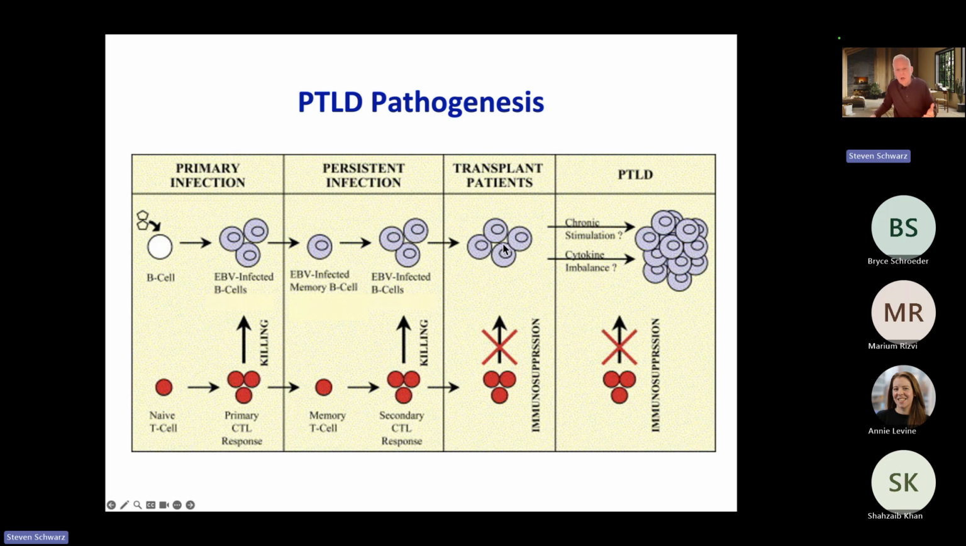Well, if you can't kill off your EBV infected cells, you get chronic stimulation, you get a cytokine imbalance, you have further immunosuppression, you have clonal expansion, here's your PTLD. And if this goes unchecked, the consequence likely will be the development of one of these lymphomatous complications I showed on the previous slide.